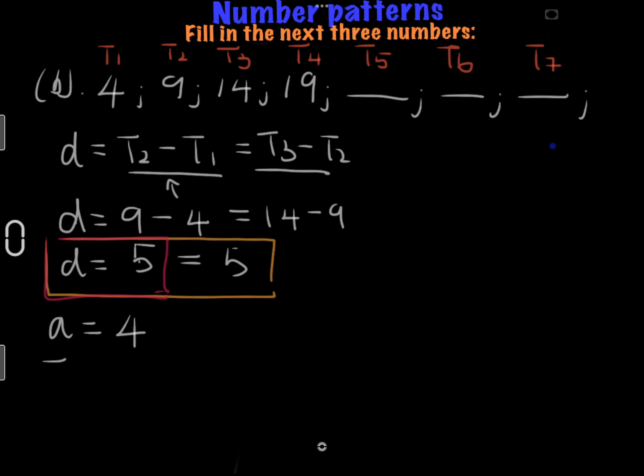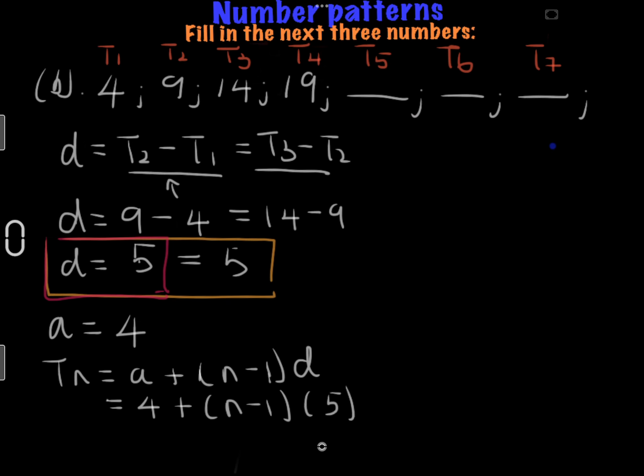Now, following our rule, Tn is equal to A plus (n minus 1) multiplied by the difference. A in this case we have 4 plus (n minus 1). The common difference is 5. Okay, 5 times n, in this case we have 5n, and 5 multiplied by negative 1 gives us negative 5.